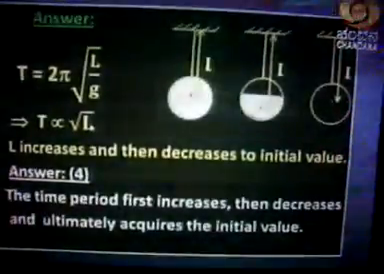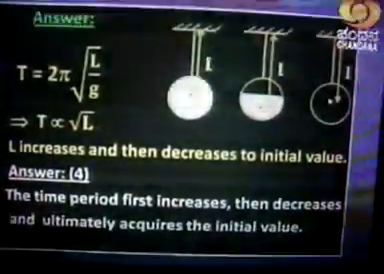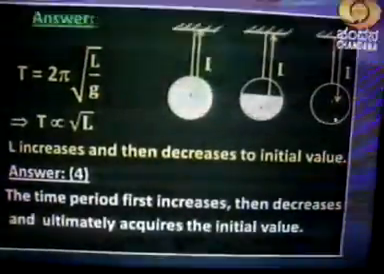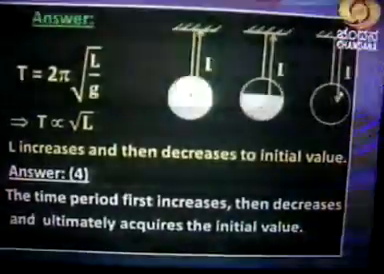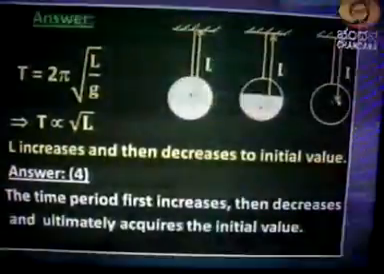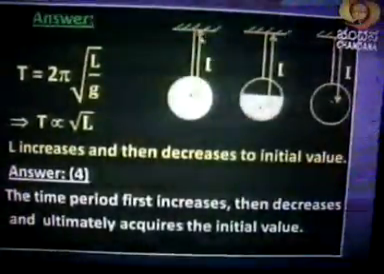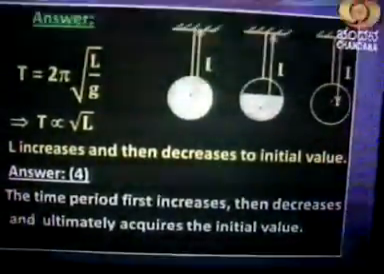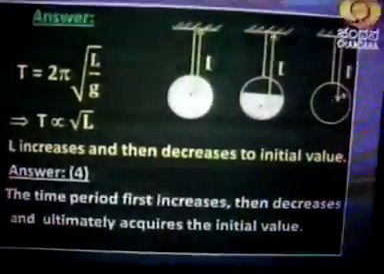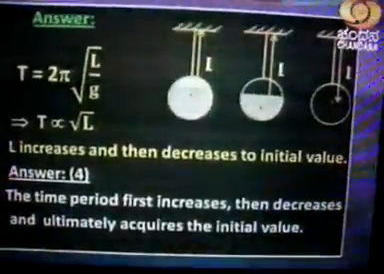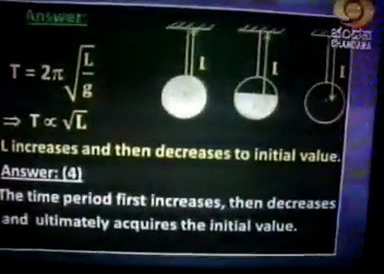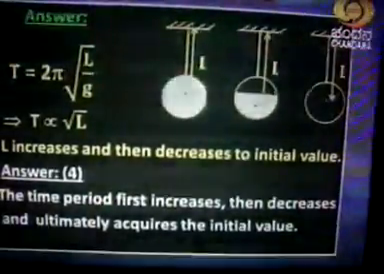the square root of the length. And that is, when all the water drains out or leaks out of the ball, now only the ball is there, so the center of gravity of the empty ball is the geometric center. So again the final length is equal to the initial length. So therefore the time period in the end and in the beginning are the same, and in between it increases as the length increases and it decreases as the length decreases. So therefore option number 4 is correct.